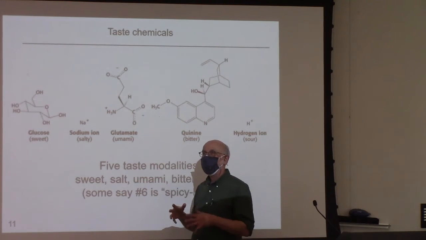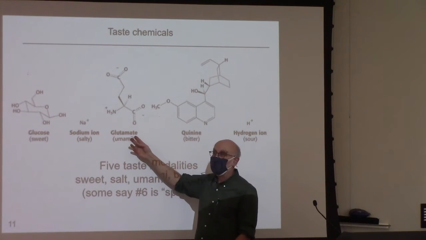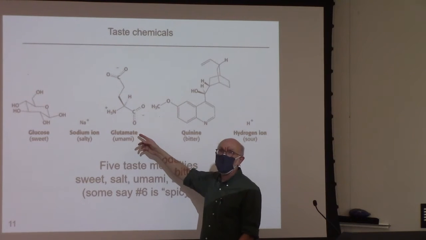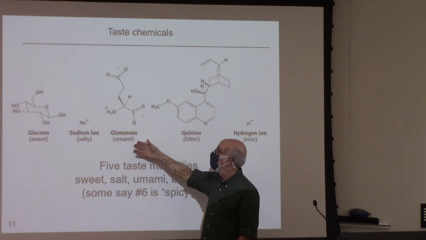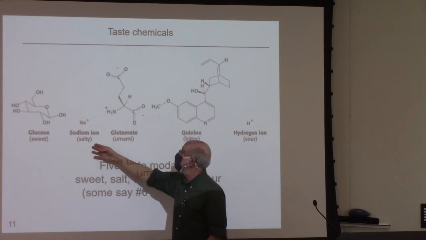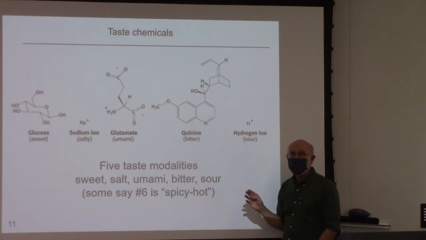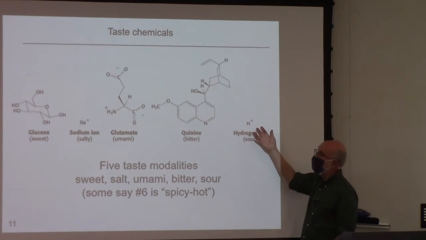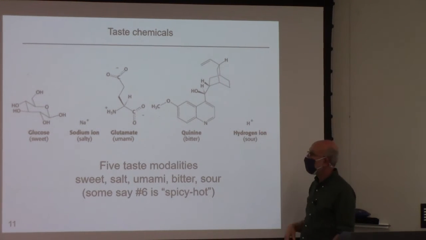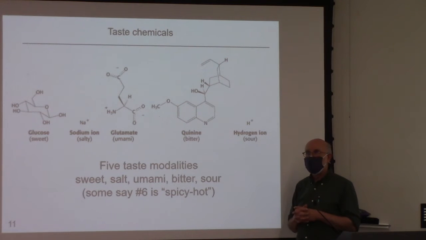It's a savory taste. Meat, if you're not a vegetarian, meat is rich in glutamate. This is why people put monosodium glutamate in food if they want to enhance flavor by increasing the activation of this receptor. So, sweet, salty, umami, bitter, and sour. We detect bitter chemicals and we detect acid as sour. Those are the 5 universally recognized taste modalities.